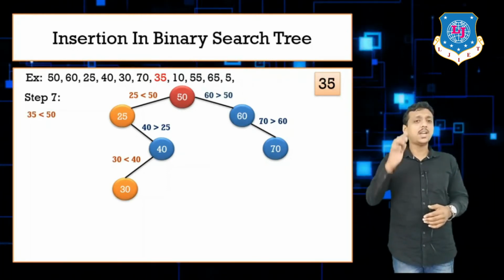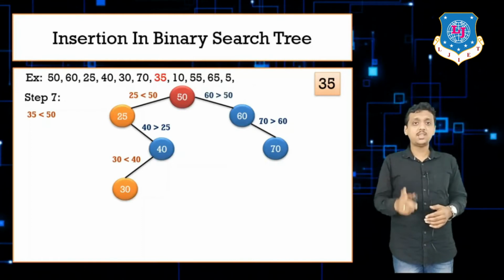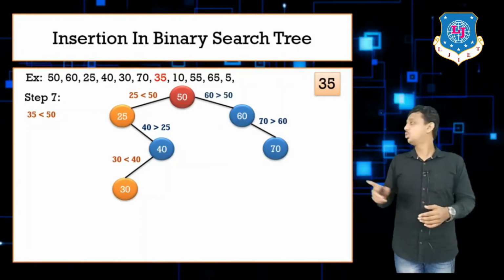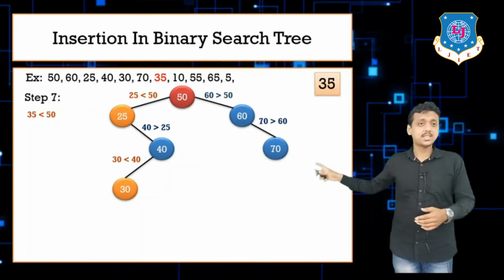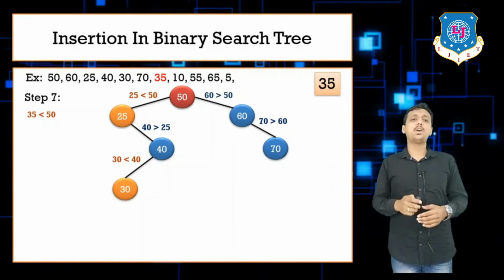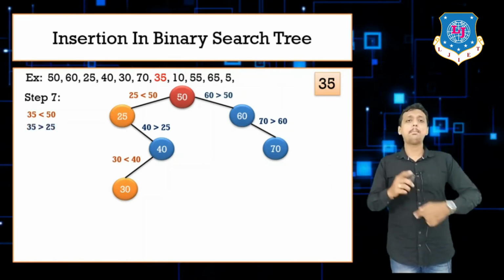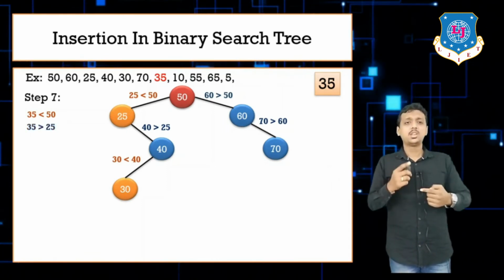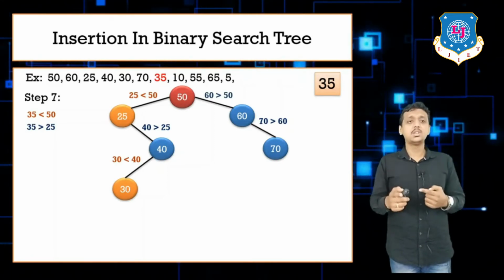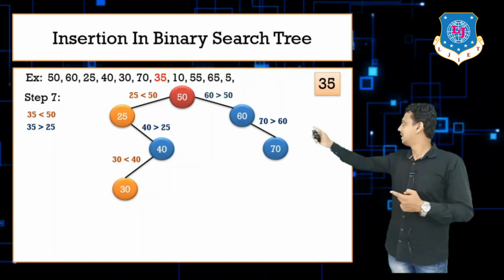Now 35 is less than 50, so move towards the left side. On the left side we found 25. Again compare 35 with 25. 35 is greater than 25, so let's move towards the right side.